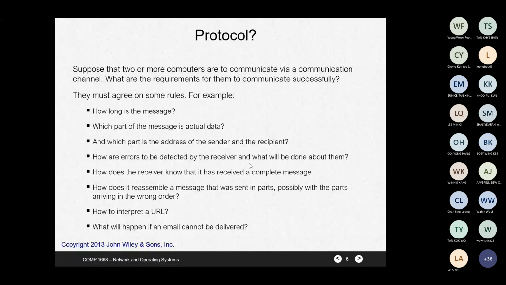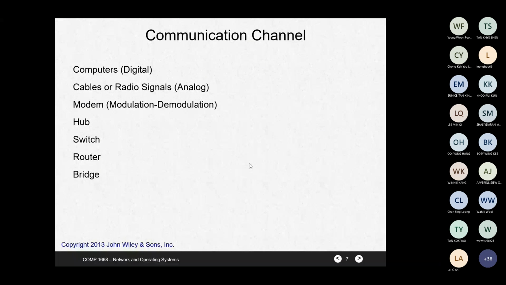For the communication channel, we have computers or devices, cables and radio signals, which are still under analog. Modem, of course, we don't use it anymore, but the term is still being used, which is an abbreviation or short form of modulation and demodulation. And then we will also cover network devices such as hub, switch, router, bridge, and a few other devices.